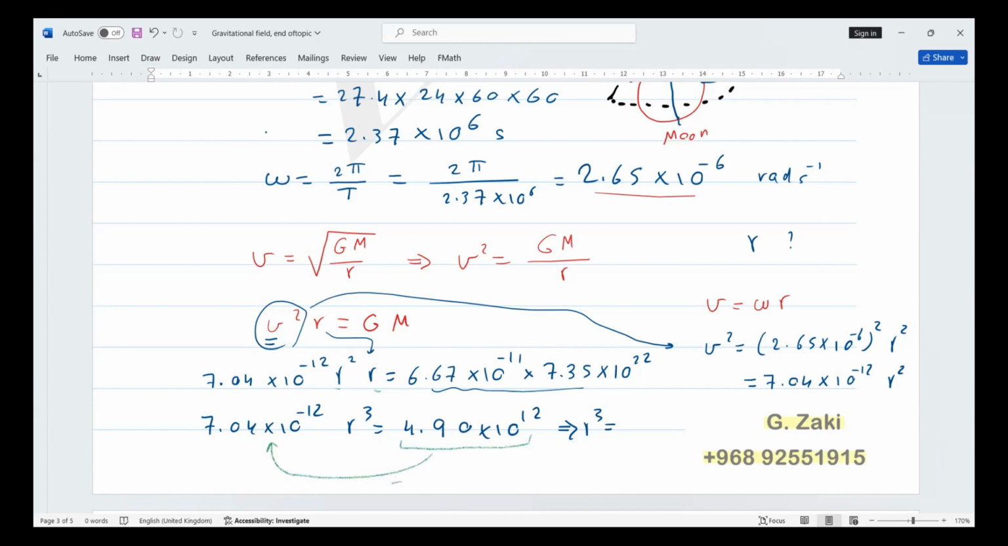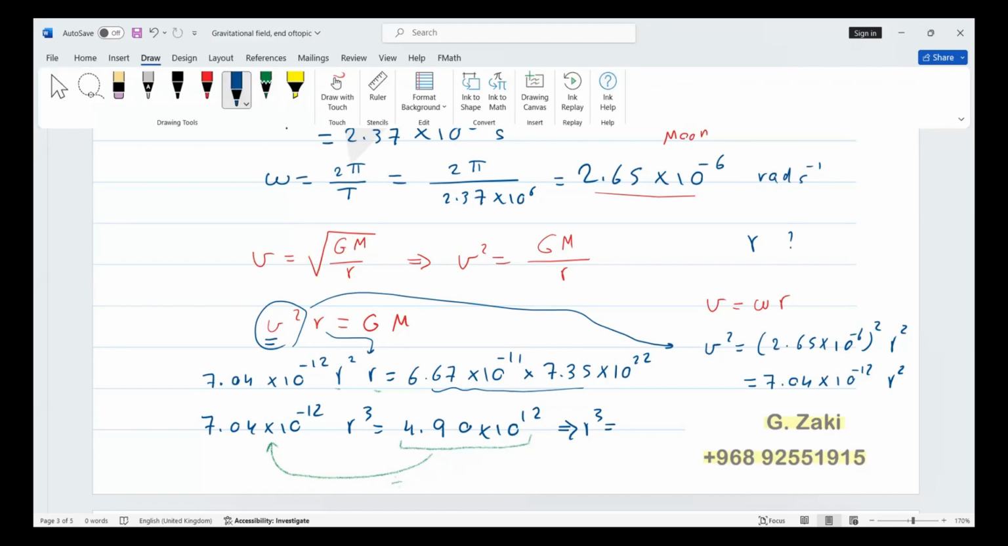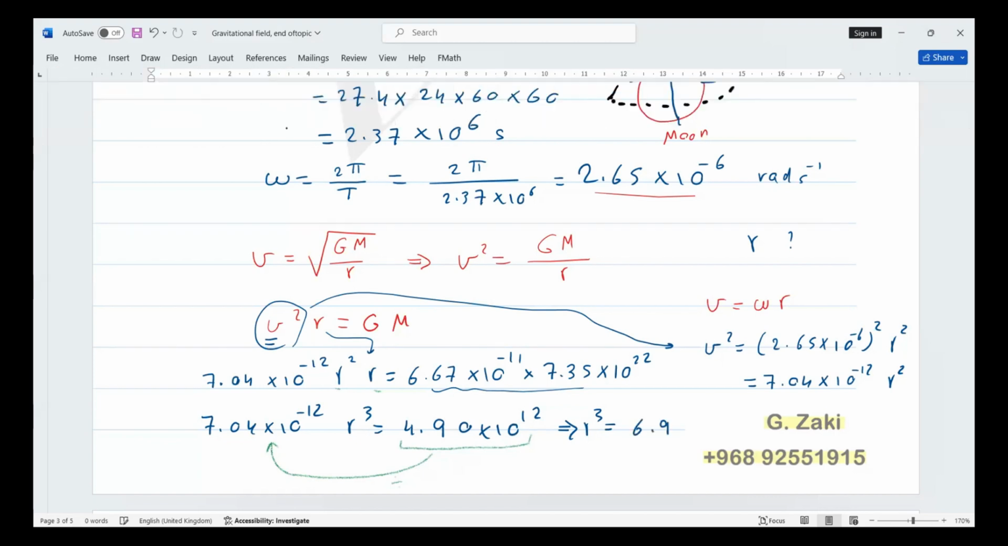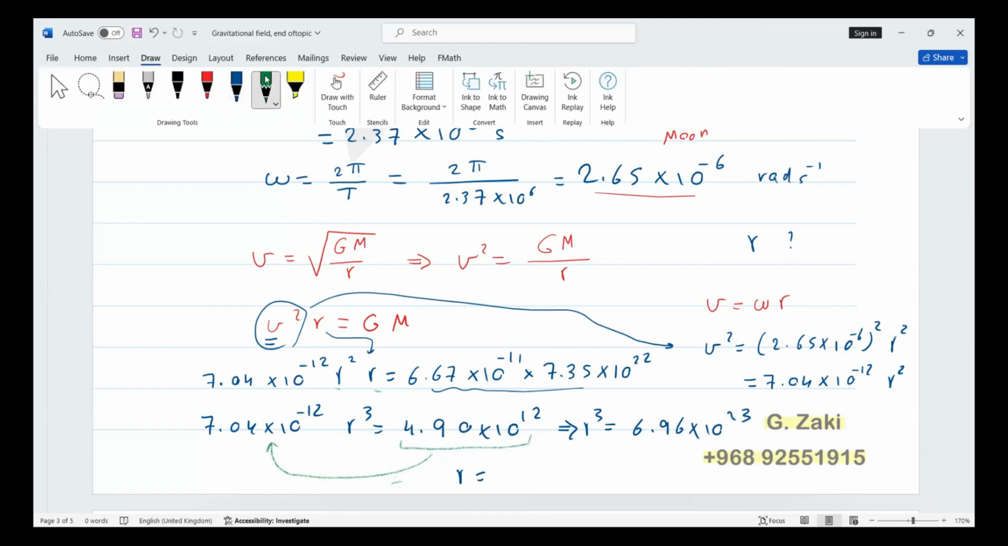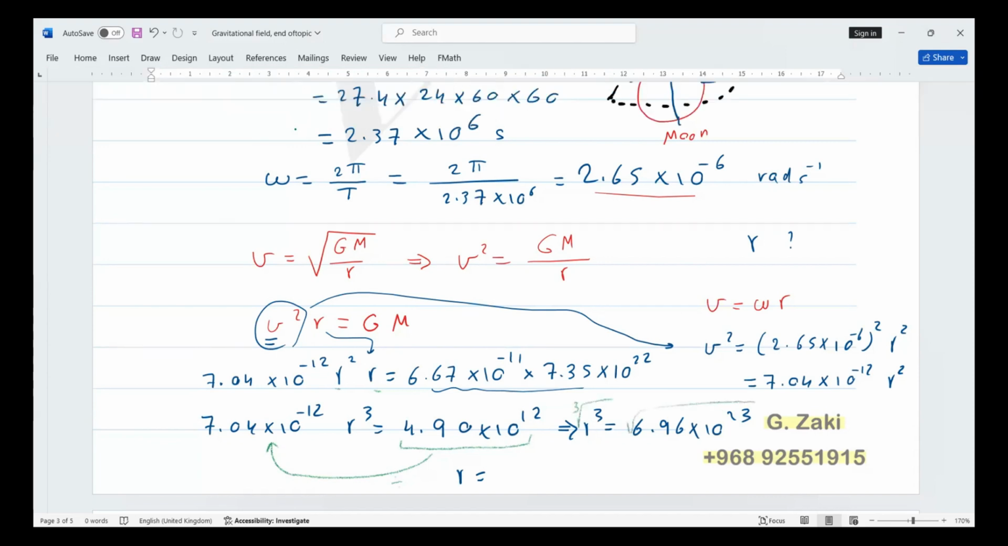So we write 4.9 divided by, open bracket, 7.04 multiplied by 10 to the power -12, close the bracket, equals. So this is r cubed. Then r cubed equals 6.96 multiplied by 10 to the power 23. Take the cubic root of the answer, so take the cubic root of both sides.